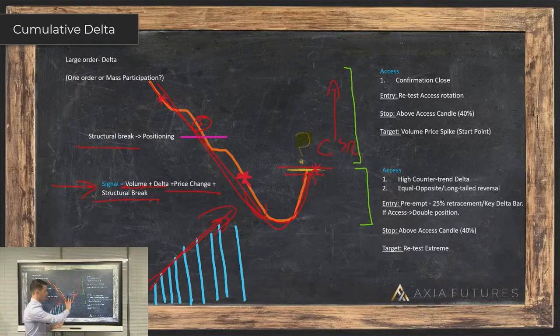So we're going to wait for the market to pull back, and I'm going to show you how you enter this with access. But ultimately, if it doesn't continue with the trend, we know because of that cumulative delta positioning that we can then partake to the other side of the market. Okay, sounds pretty logical, doesn't it?